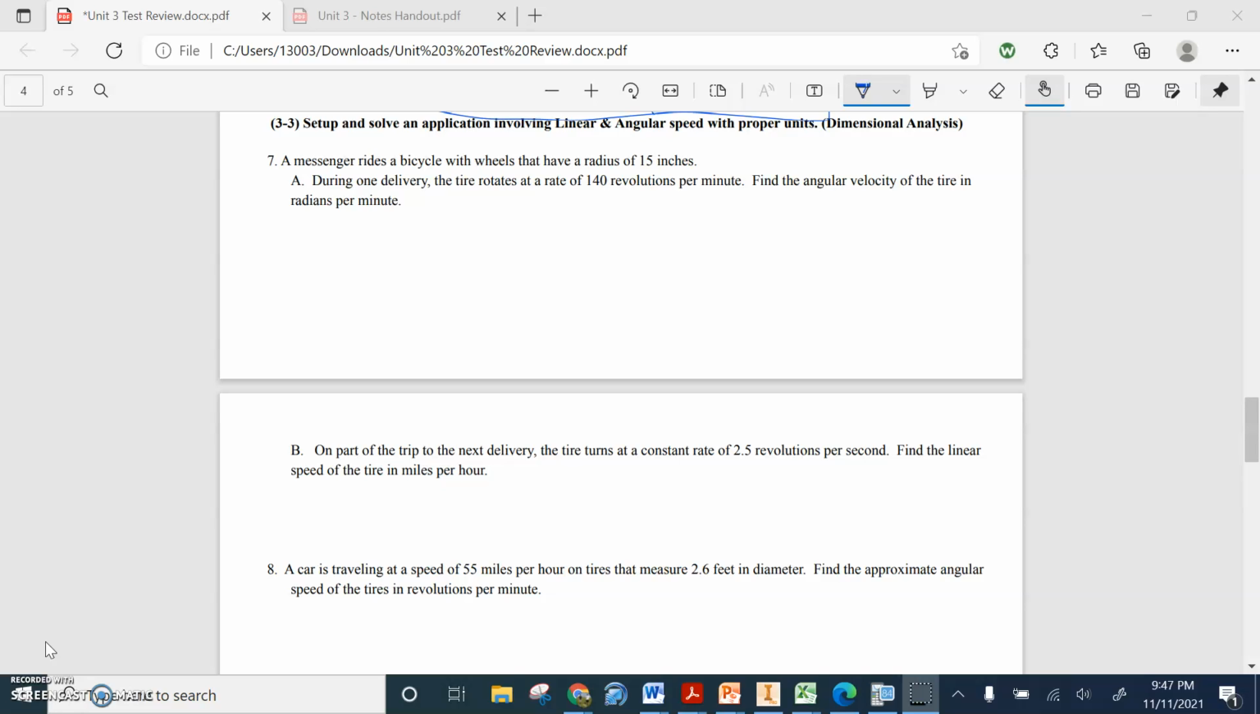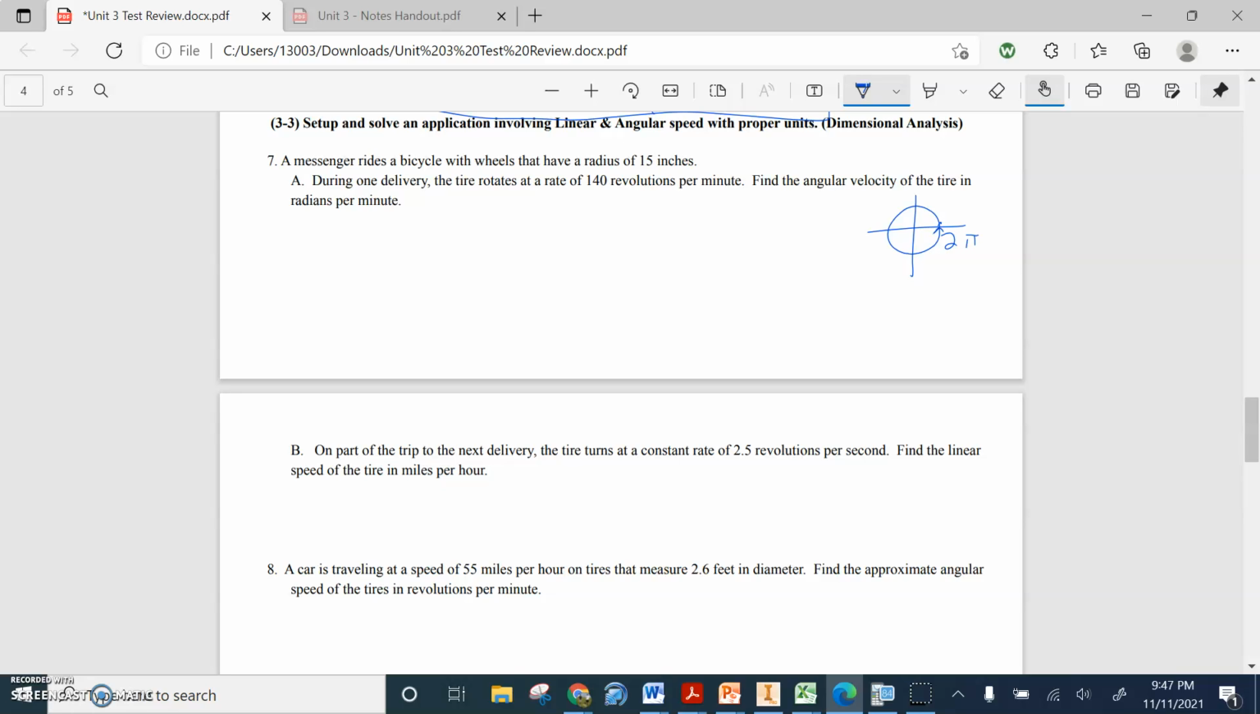And just to recap, in the unit circle, in order to start at 0 and go all the way around the circle, that's 2 pi radians. So that's going to come in handy here in a minute.